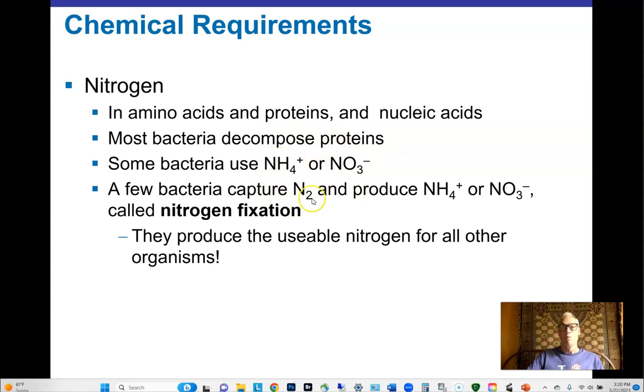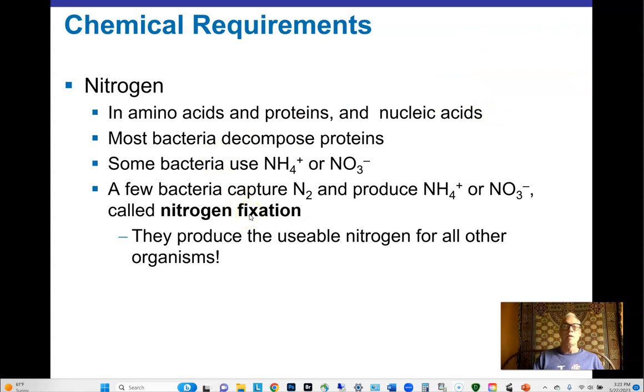But some organisms, amazingly, almost magically, can take nitrogen out of the air. 80% of the atmosphere, or a little less, is nitrogen gas. All that nitrogen out there and nothing you can do with it, because most organisms can't do anything with all that nitrogen, but some can. They can do what's called nitrogen fixation and convert it into ammonia or nitrate.